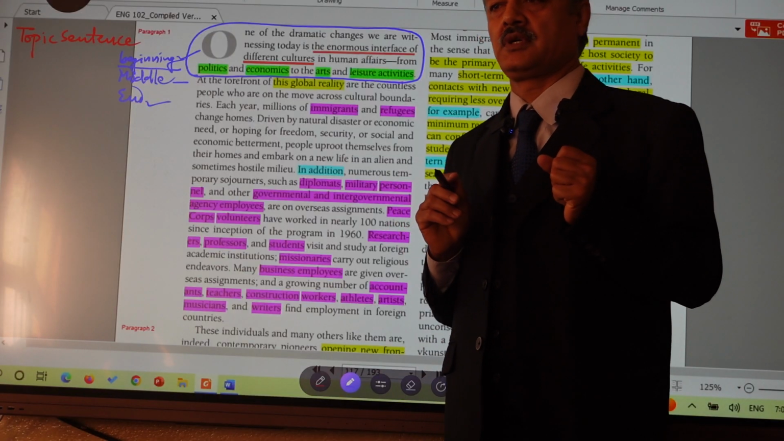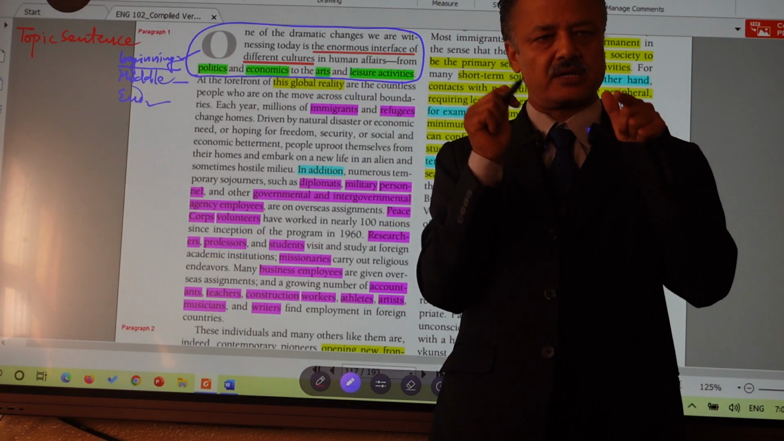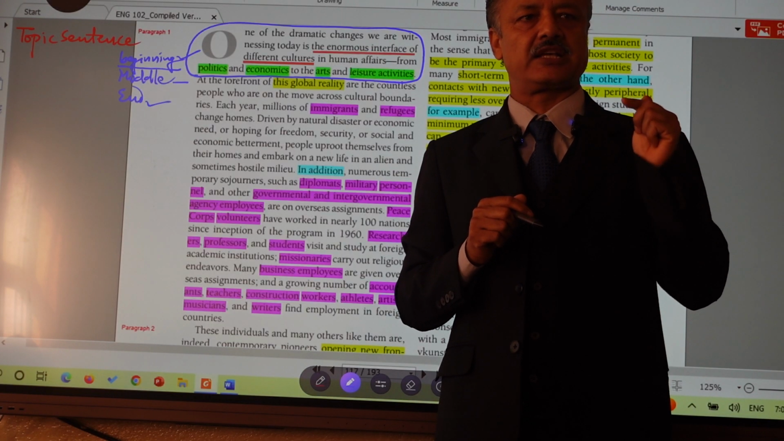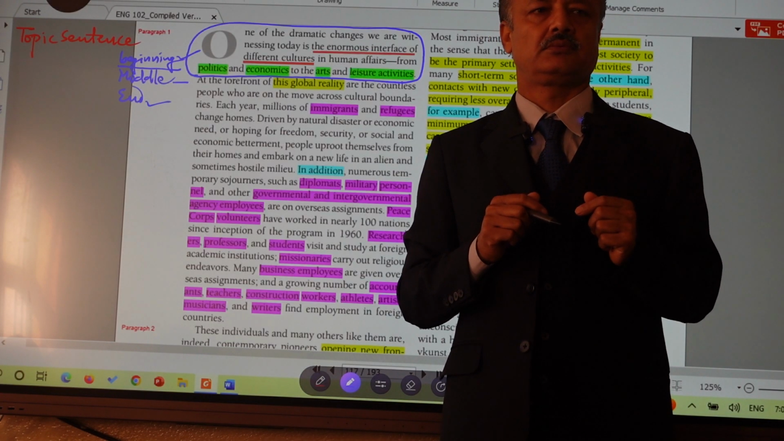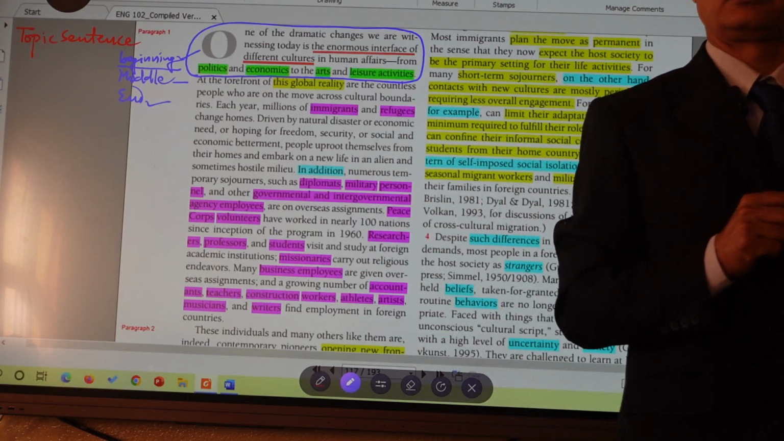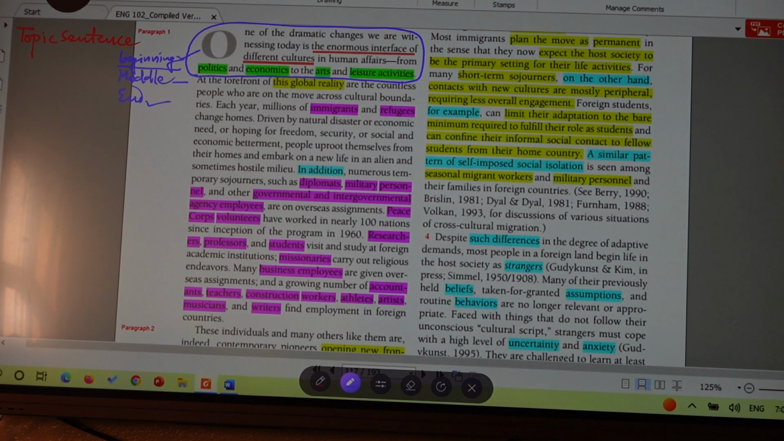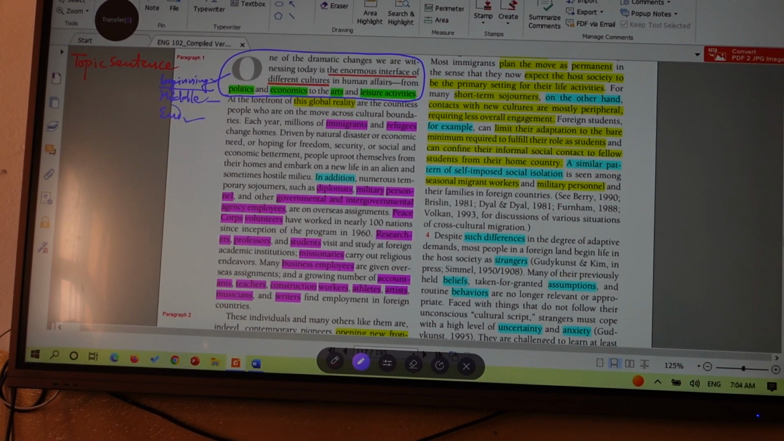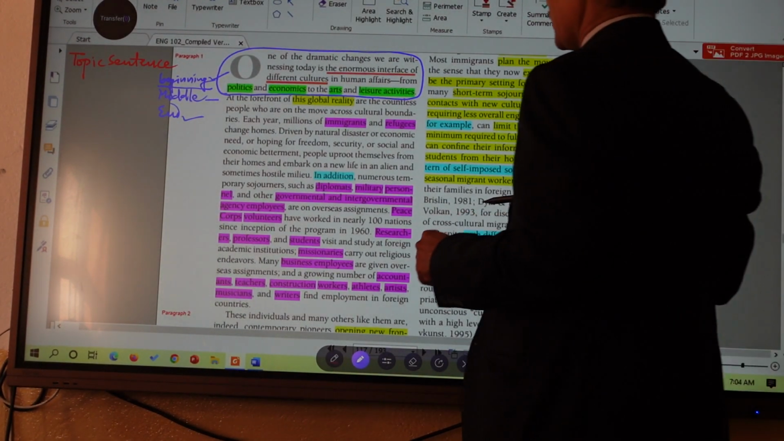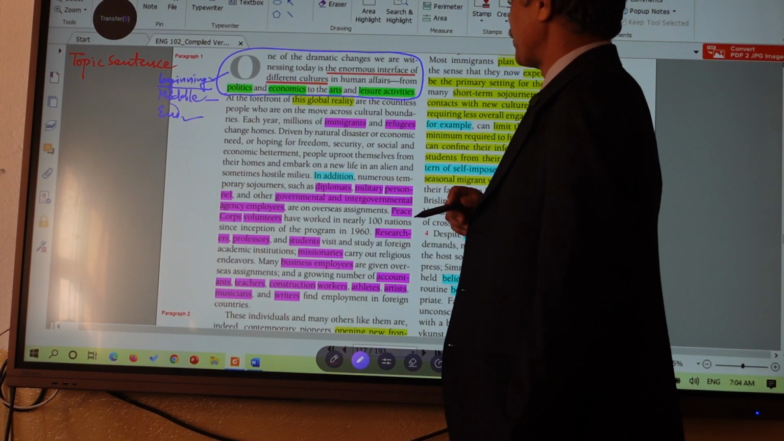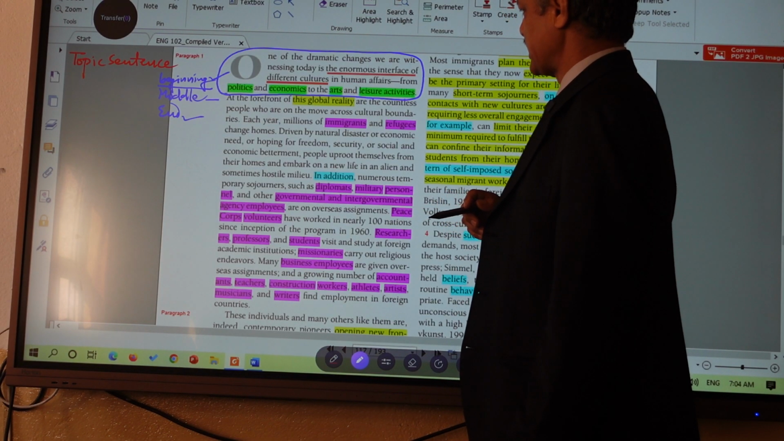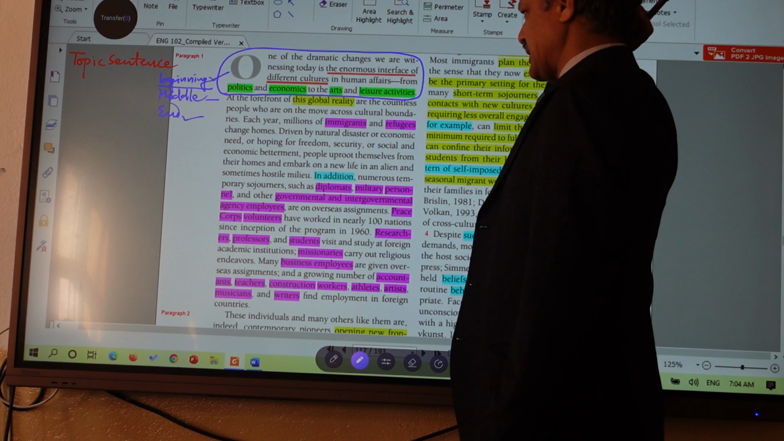99% of the time, this is the sentence you should pay attention to. This is the sentence that is most important for you as a reader, as a student. Right? Now before you move ahead, stop here, do not hurry, stop here. Now read once again. One of the dramatic changes we are witnessing today is the enormous interface of different cultures in human affairs, from politics and economics to the arts and leisure activities.